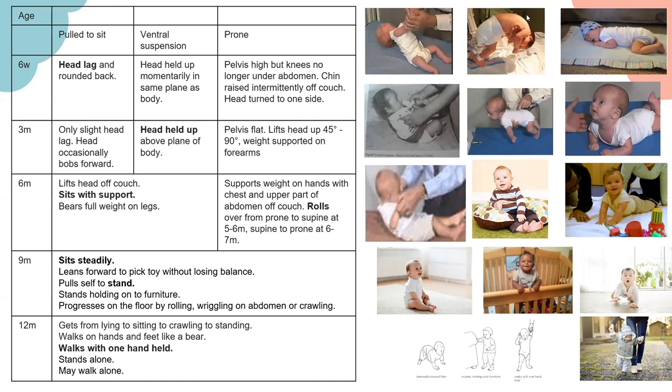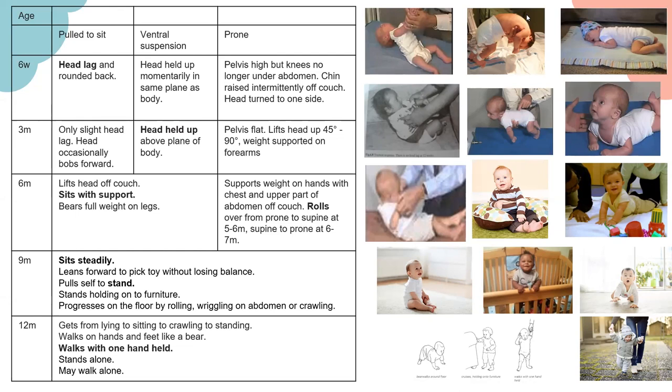They would develop strength at the upper arm, and they can lift the head up to 45 to 90 degrees and support the weight on forearms. By 6 months, we can support the weight by the chest and upper part of the abdomen, and we would expect rolling. Rolling from prone to supine at 5 to 6 months, and supine to prone at 6 to 7 months.